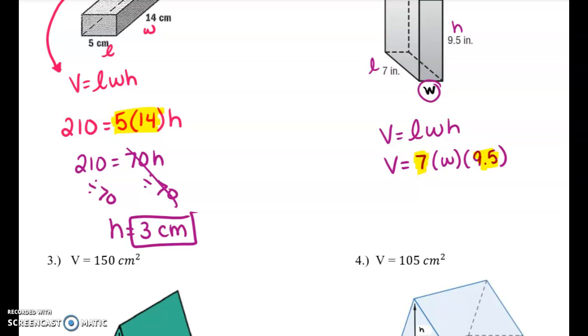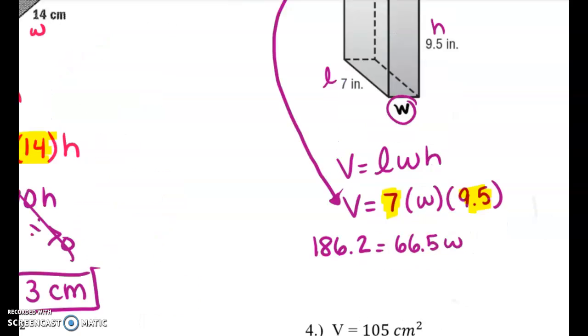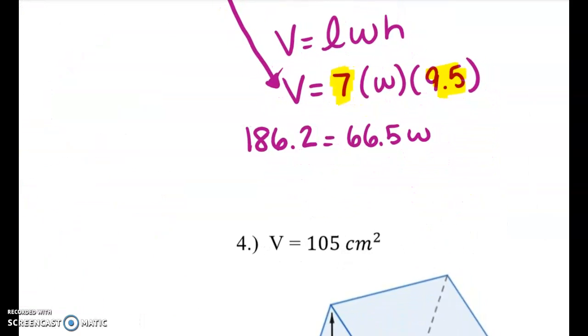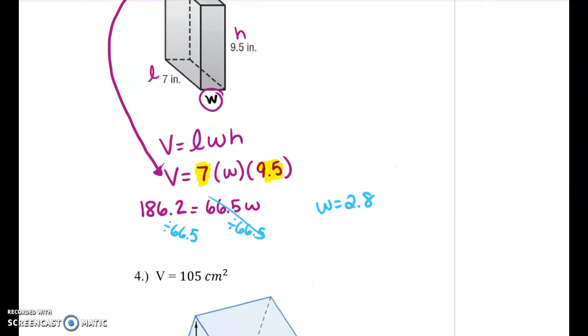So 66.5 W. Plug in the volume. The volume's all the way up here at the top in the directions, 186.2. Then I have to get the W by itself, so I'm going to divide by 66.5. 186.2 divided by 66.5 gives me 2.8. So my width is equal to 2.8 inches.